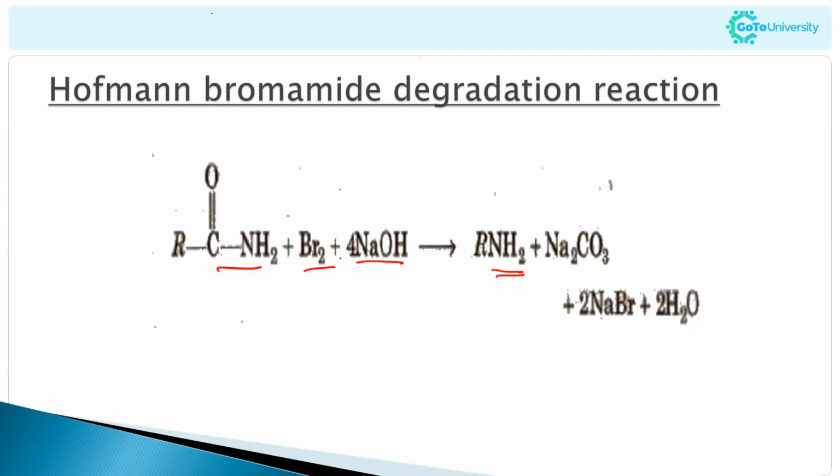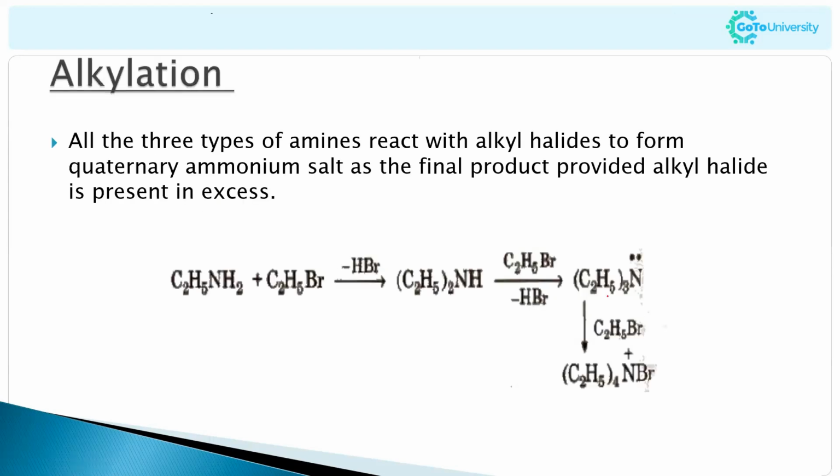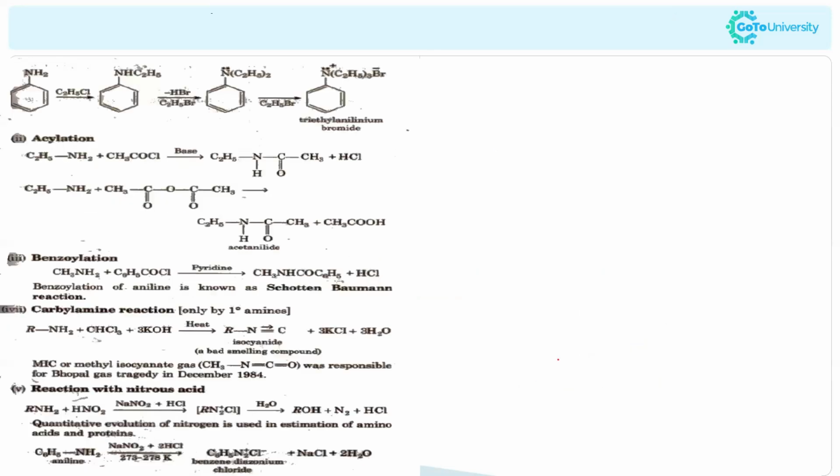So this amide, on reaction with bromine and sodium hydroxide, is converted into a primary amine plus sodium carbonate plus 2 NaBr. So this is the reaction. Now we have the alkylation reactions. When amines react with alkyl halides, they produce a quaternary ammonium salt as the final product, provided the alkyl halide is present in excess. All these reactions you have to remember.